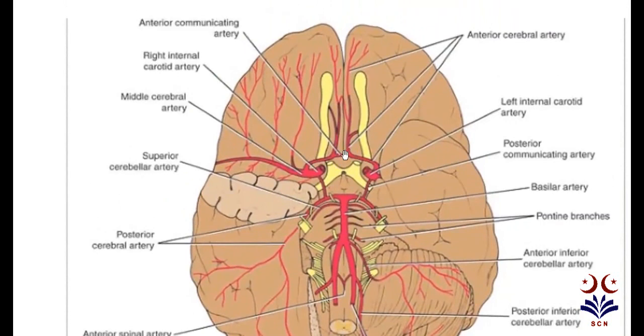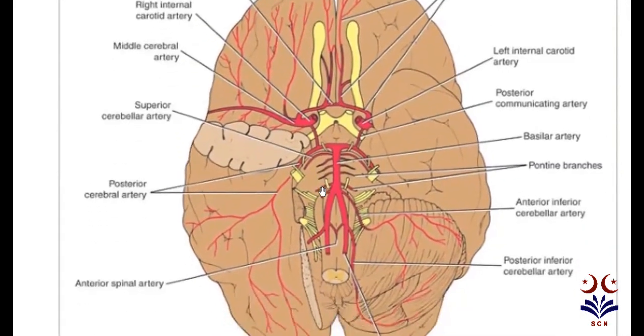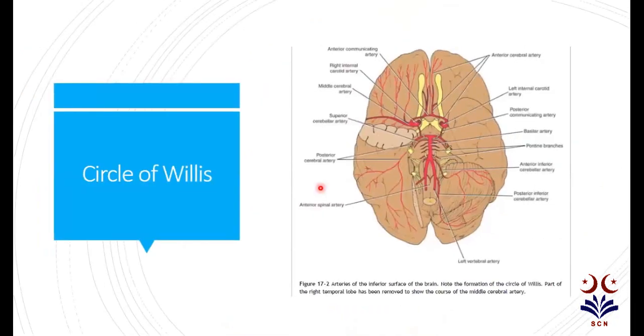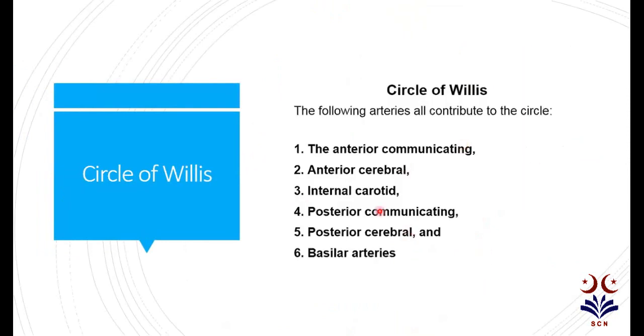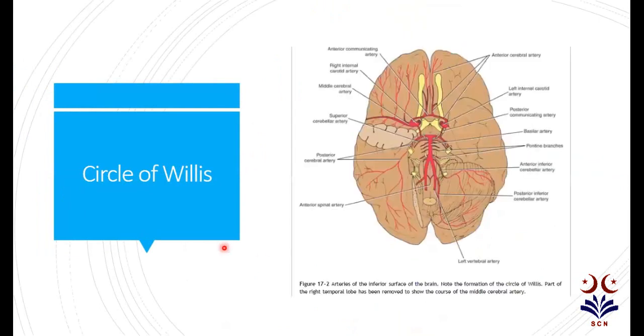That's it. These are the 6, and you have to complete. You can draw and label the circle of Willis. You have to know that. This is the circle of Willis formation, very beautifully explained in this picture. Written over here are these 6 branches, you can follow and trace that. I've told you this is itself a circle.